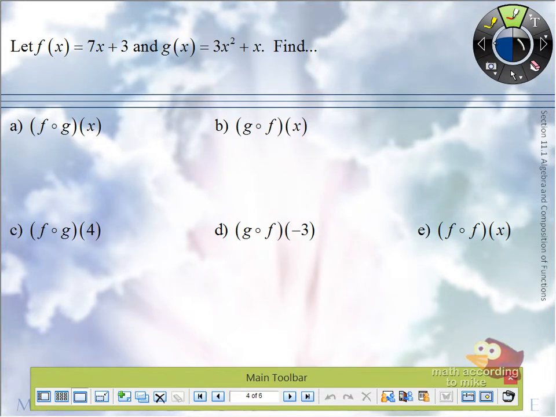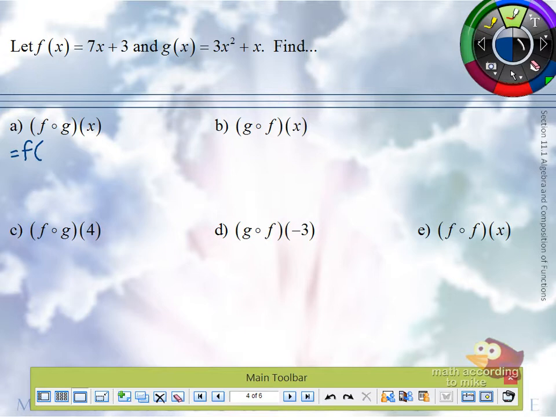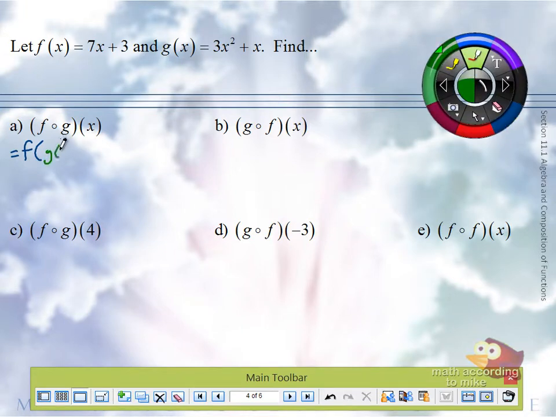Let f of x be 7x plus 3. Let g of x be 3x squared plus x. Here we go. Part A is notation. F circle G means we are putting F on the outside, G on the inside. So that first step was the definition of composition.